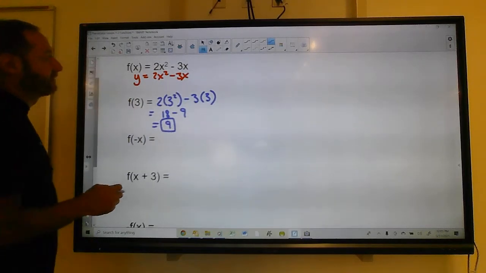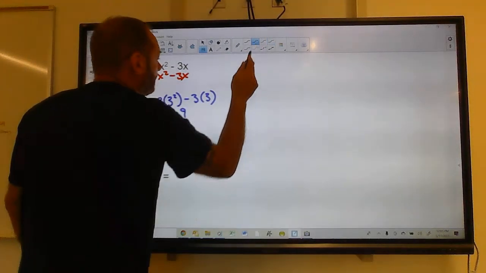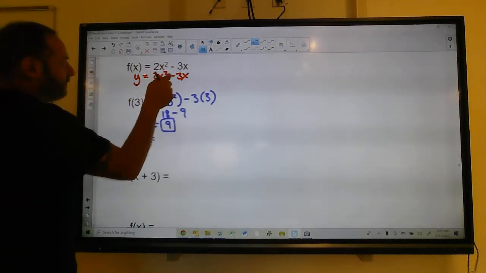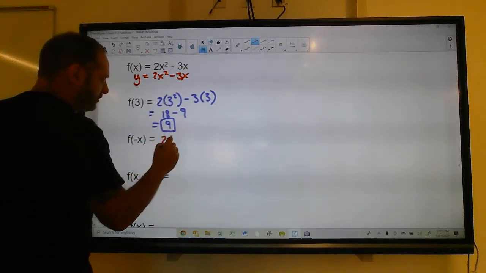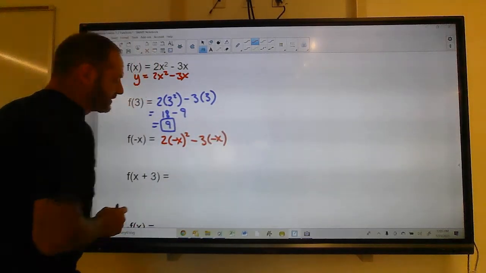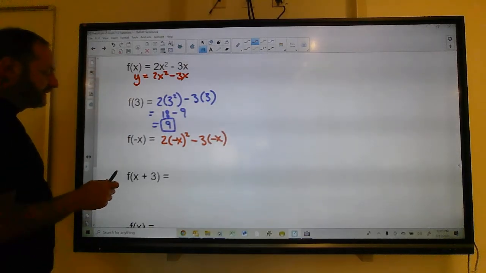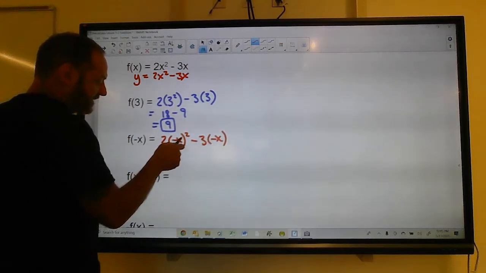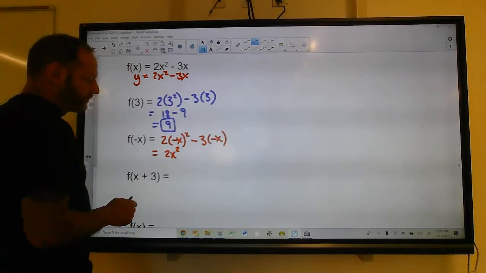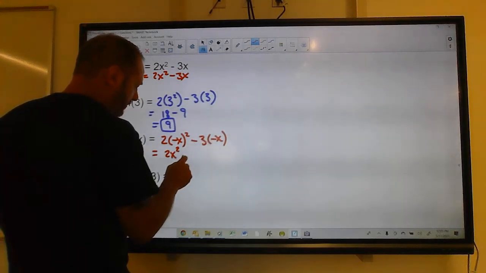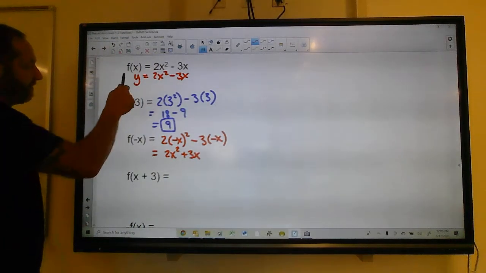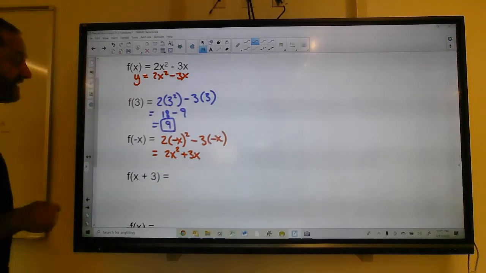Find f of negative x. Okay, this is a little tricky for some people. People get kind of freaked out about this. All I'm going to do is put negative x in anywhere I see an x. So this is going to be 2 times negative x squared minus 3 times negative x. Okay, so now you got to be careful here, because this is negative x times negative x, so this is 2x squared. This is a negative times a negative, which is a positive. Okay, so f of x and f of negative x are not the same thing.